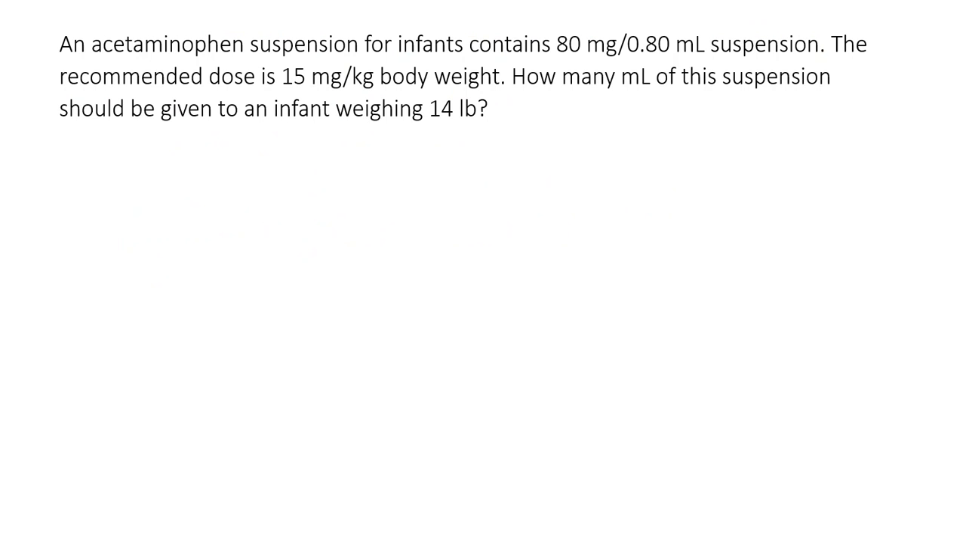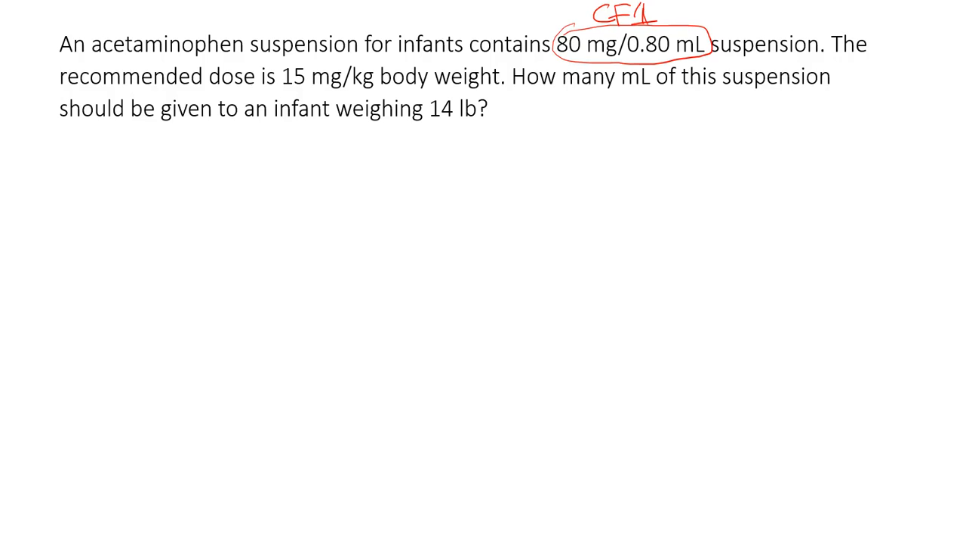So these are a little bit more complicated, and when you look at them, I want to teach you how to navigate problems like this. So this is an acetaminophen suspension for infants. Contains 8 milligrams per 0.80. If you see something like this one, this is conversion factor 1. You are already given a conversion factor there.